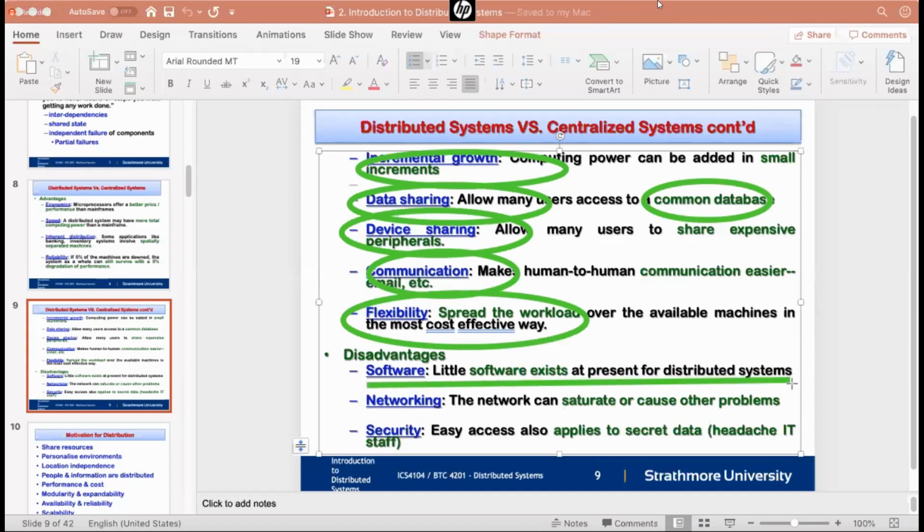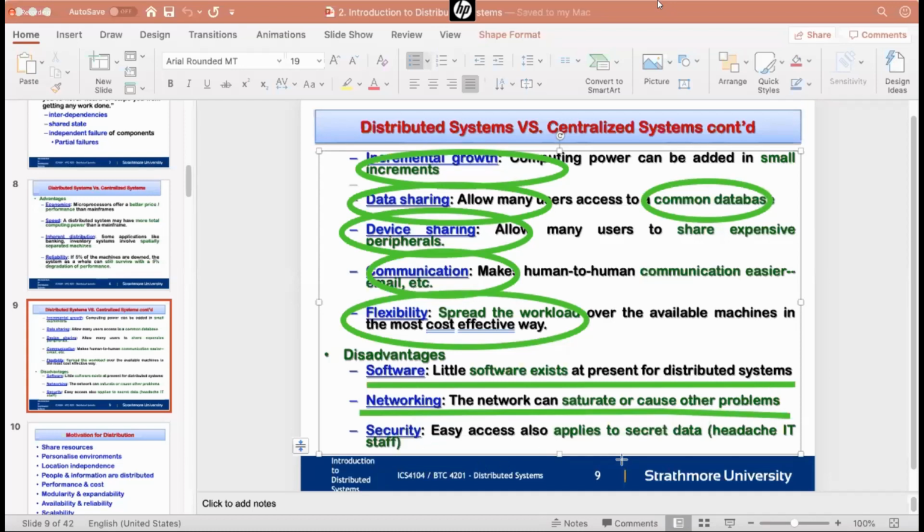Software is one of the areas that is a big problem. Little software exists at present. Development is there, of course, but it requires some improvement, some work so that it can access nearly all the devices that we want. So basically, we are saying a little software exists, and we look at some examples of this. Then, of course, networking can saturate and cause other problems.